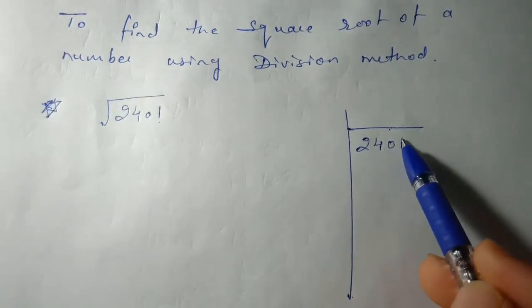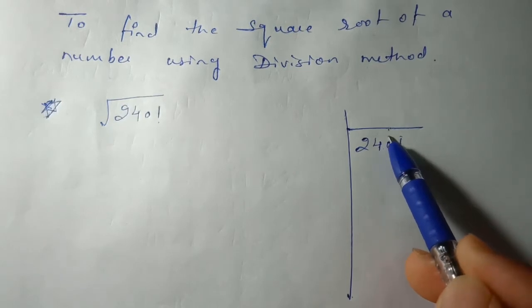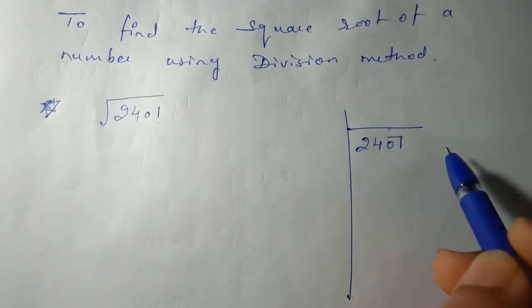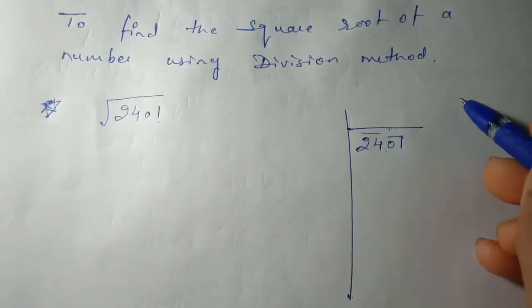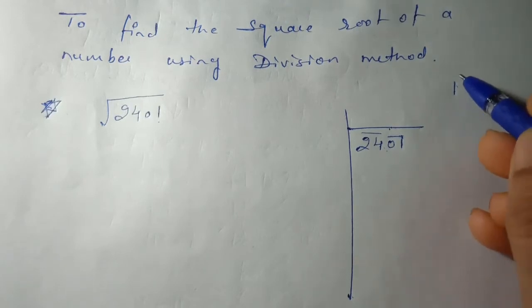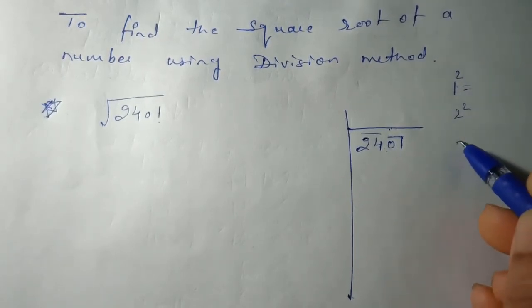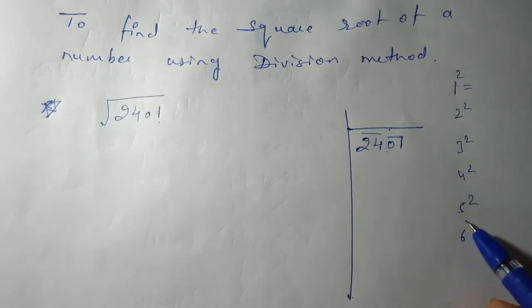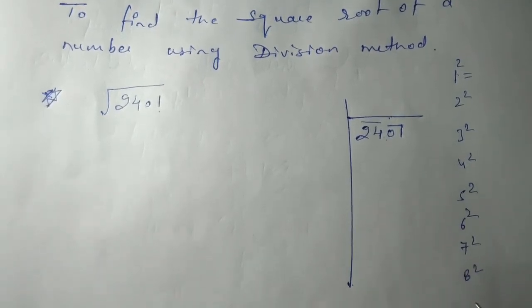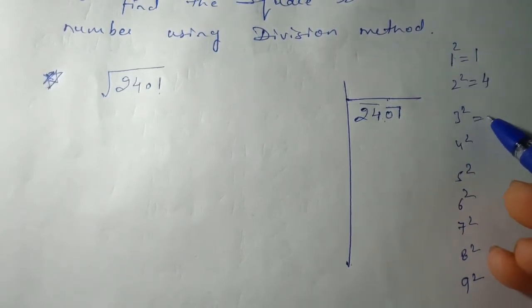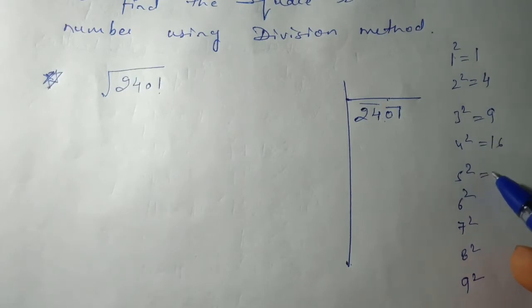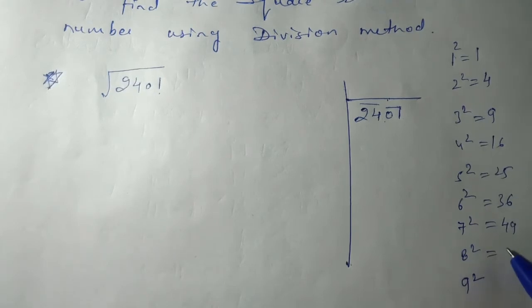Now from the last digit, taking 2 numbers, you have to make pairs of numbers. We have the pair of 0, 1, then the pair of 2, 4. Now, from 1 to 9, let us write the squares. 1 square, 2 square, 3 square, 4 square, 5 square, 6 square, 7 square, 8 square, 9 square. Single digit numbers we are taking. 1 square is 1, 2 square is 4, 3 square is 9, 4 square is 16, 5 square is 25, 6 square is 36, 7 square is 49, 8 square is 64, and 9 square is 81.